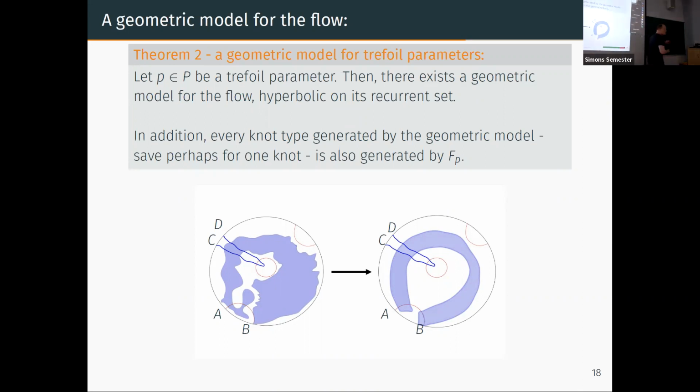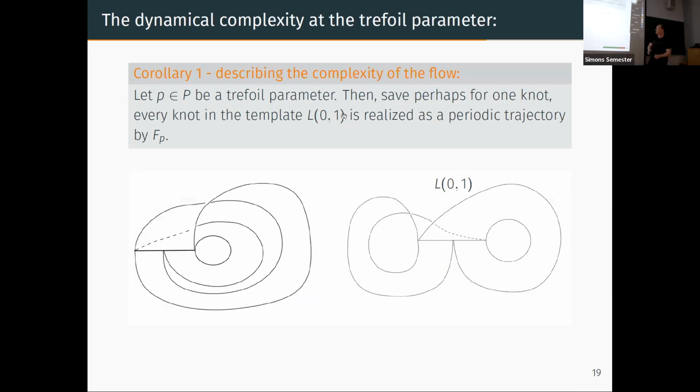Okay. Due to a theorem of François Béguin and Christian Bonatti, this vector field is unique up to orbital equivalence, which essentially implies the theorem. Now, as a corollary from this theorem, we can in fact characterize all the knots generated by the geometric model quite precisely. This is due to the template theory by Joan Birman and, I forgot the name of the second one, Williams.